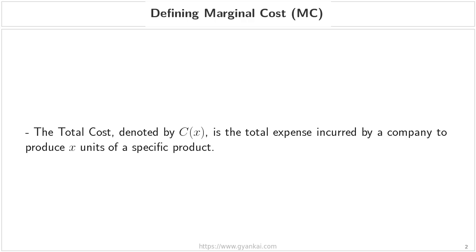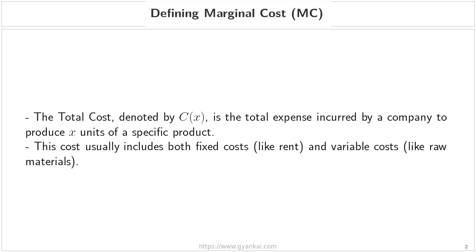Defining marginal cost, MC. Now that we have established the general concept of marginality as an incremental change, let's apply this specifically to the cost of production. First, let's look at the total cost, which we denote as C of X. This represents the total expense a company incurs to produce X units of a specific product.